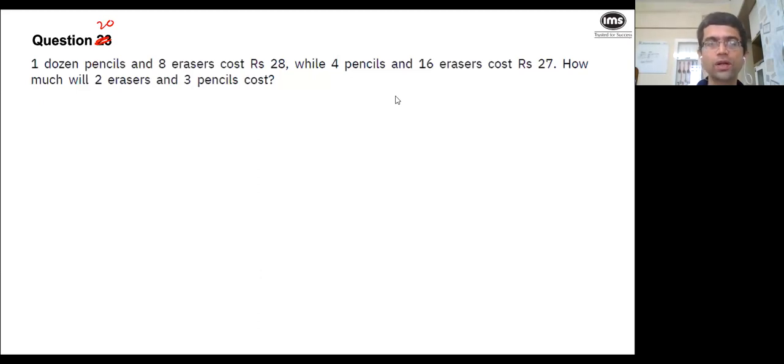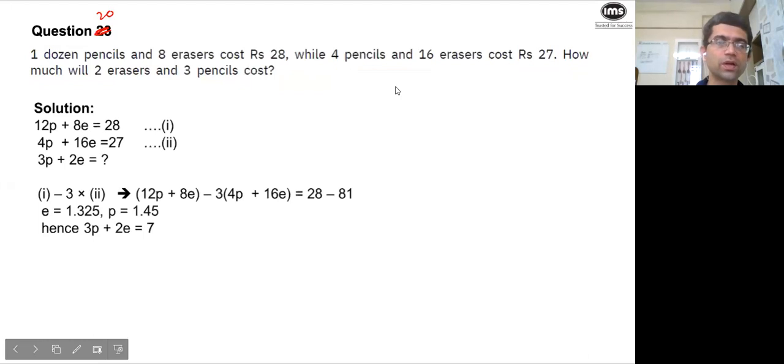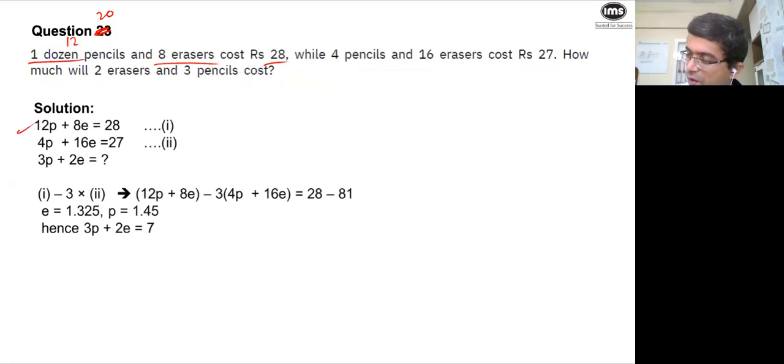This is all you will get in the exam for this kind of question. 12p. Remember, 1 dozen is 12, no matter which country you go to. 12p plus 8e is equal to 28. That's my first equation. 4p plus 16e is 27. That's my second equation. Hold on. Keep an eye on what you need. You need 2e plus 3p.